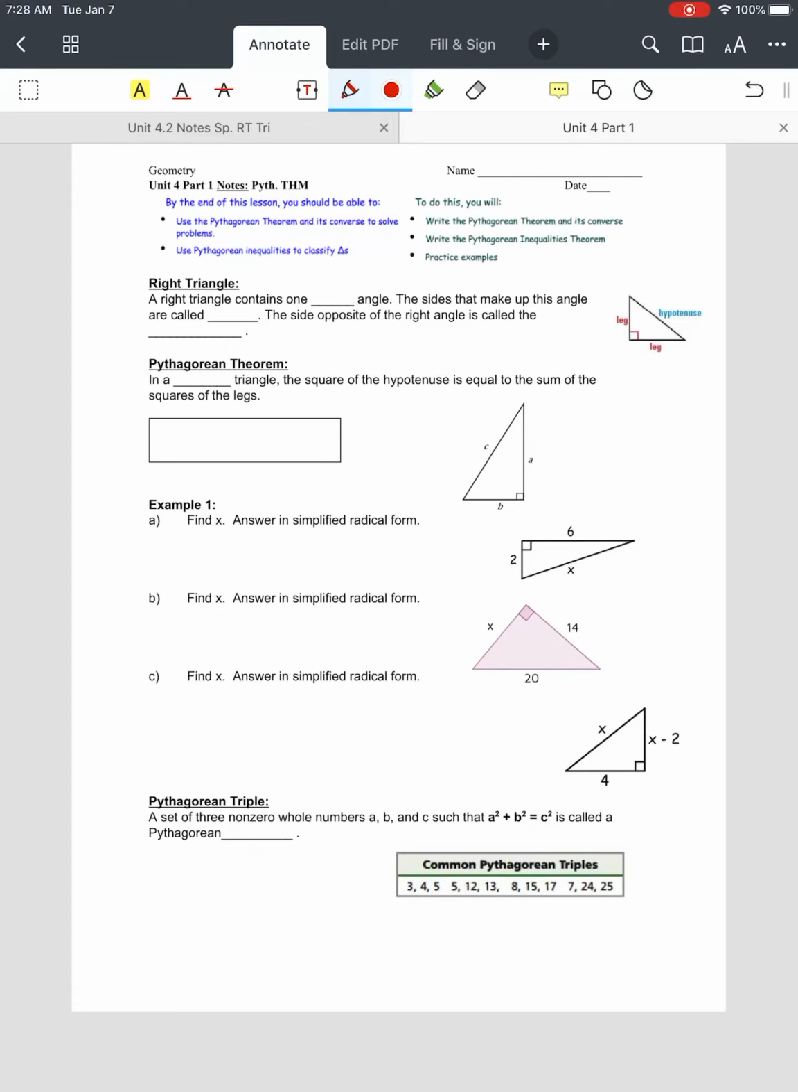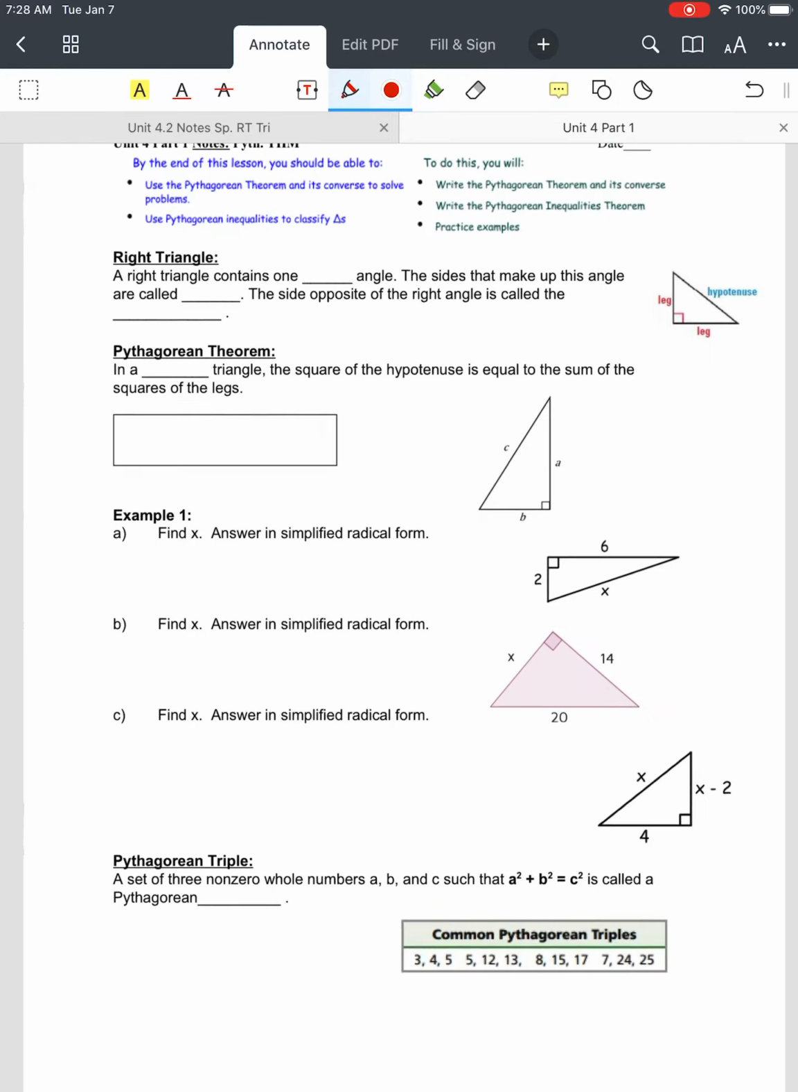Hello, and today's learning target is all about the Pythagorean theorem. The learning target today is just being able to use the Pythagorean theorem and its converse. We're also going to use that converse to be able to classify the type of triangle it is.